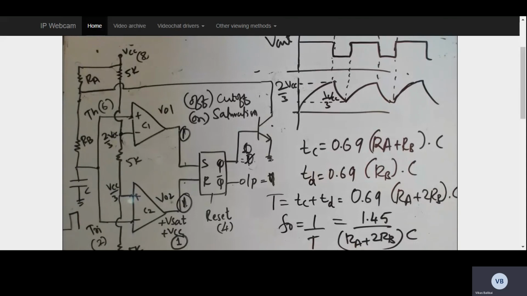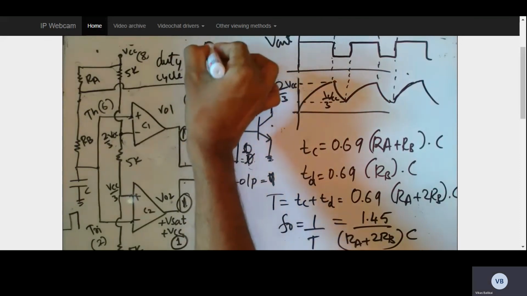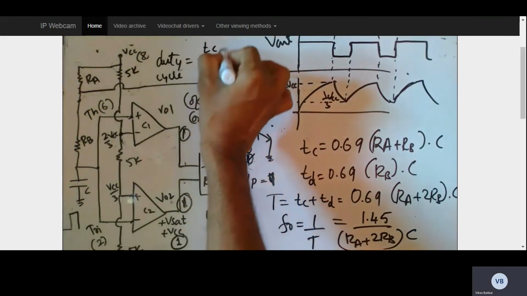And if I try to understand what the duty cycle is, the duty cycle is the ratio of the time TC, that is the charging time, during which the output is high, to the total time period. So that is basically the on time to the total time. So that is my duty cycle. So basically here I can write the duty cycle equation as TC divided by total time multiplied by 100.